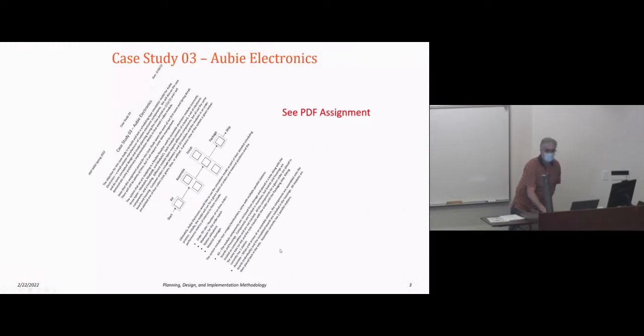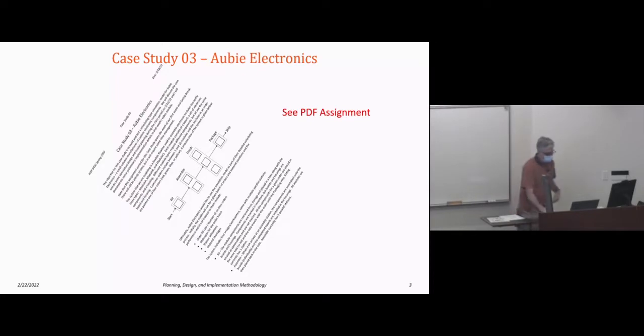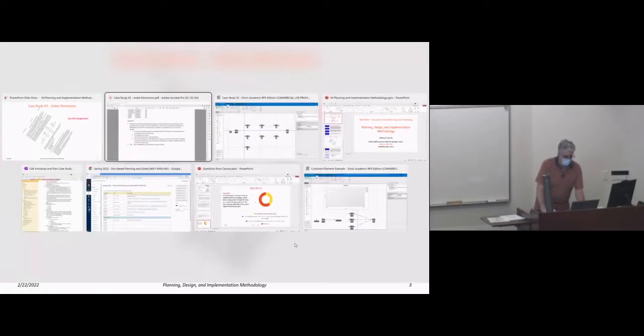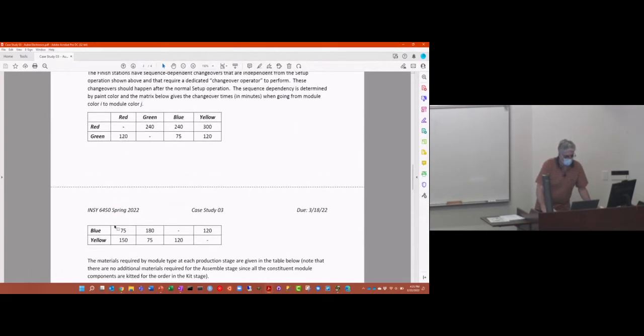So for the changeover table, what you're saying is it's IJ. If the previous batch was I and I need J, then if I'm going from green to red, it's 120 minutes. If I'm going from green to blue, it's 75. From red to green, it's 240. So it's just a from-to.